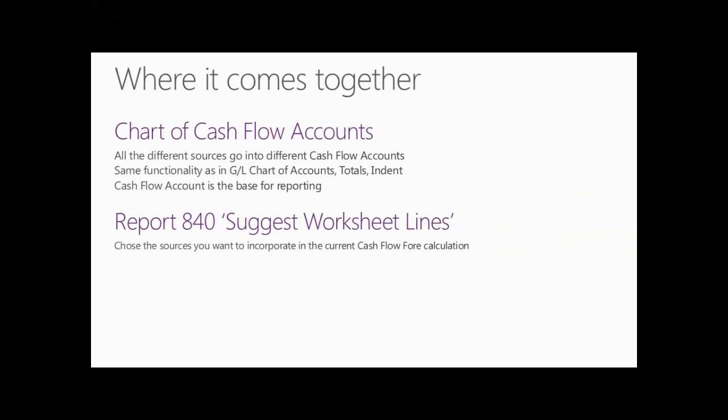At the end of the process, it all comes together in the cash flow chart of accounts. As stated in the beginning of this module, you can incorporate values from different areas. You can choose the different sources when you run the Suggest Worksheet Lines batch, and when you then register the cash flow worksheet lines, the information from the different sources flows into the different accounts of the cash flow chart of accounts. In the cash flow chart of accounts, you have similar functionalities as in other charts of accounts, like building totals, and also the reporting features for the cash flow forecast functionality based on the cash flow chart of accounts.